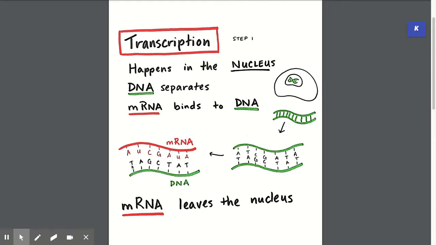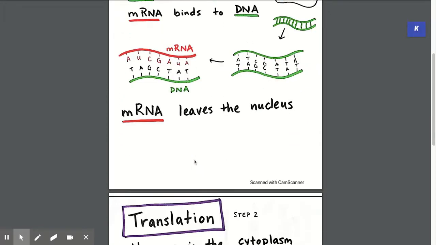So in making our mRNA, T binds with A binds with U. Remember, RNA does not have T, so in our mRNA, you're not going to see any T's. G binds with C, C and G, T binds with A binds with U, T binds with A. And then the mRNA leaves the nucleus.